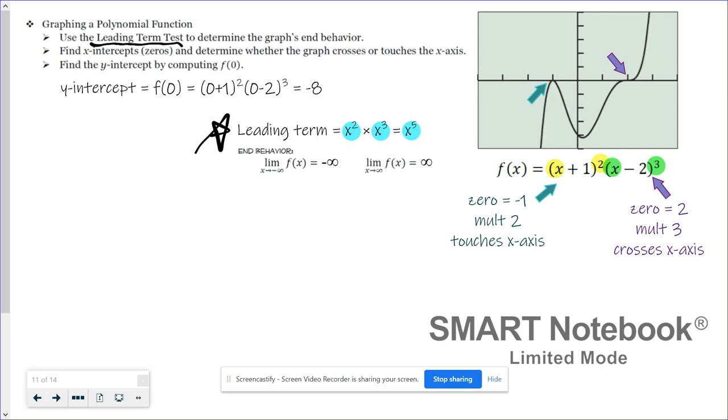And then the y-intercept. The y-intercept of any function can be found by calculating f of 0. So literally plug in 0 for x and calculate. And so I did that. Plugged in 0 for x in both places, calculated, I got -8. And so I can put all of these things together and create a rough sketch of a polynomial.